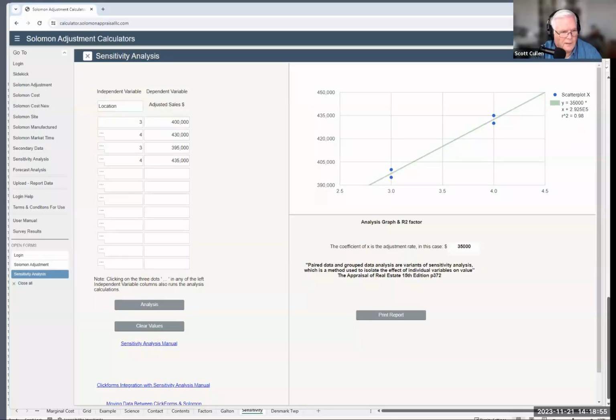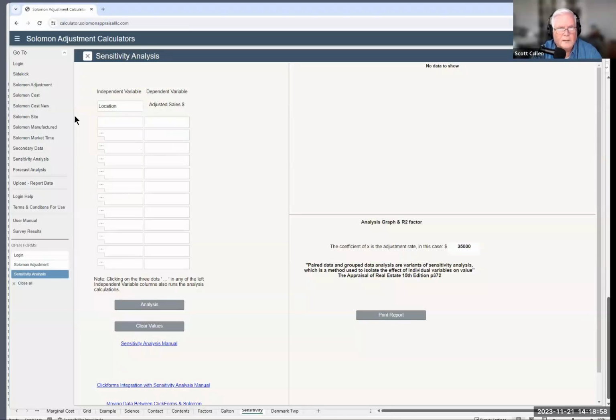Now we'll go to another favorite, GLA adjustment. And I know that we've got a tool in Solomon Cost for GLA adjustment, but sometimes sheer cost is really not the issue. So let's say we've got a 2,000 square foot house, $350,000 adjusted sale price, 2,500 square foot house with the $380,000 selling price, and then a 2,800 square foot house with a $400,000 sale price.